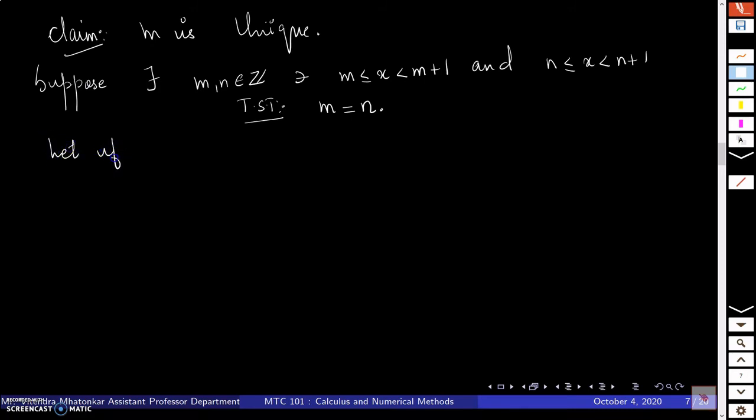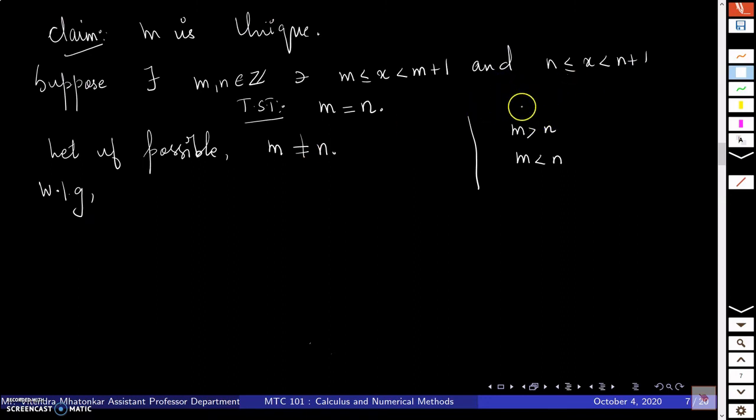Let, if possible, m be different from n. So what are the two choices for m and n now? Either m is strictly bigger than n or m is strictly less than n. I'll assume one of them and arrive at a contradiction, and you can also try the second one and get a contradiction in a similar way. Without loss of generality, that means I'm not creating harm to anyone. I need to assume one of these two statements, and similarly we can do the same thing for the other case as well.